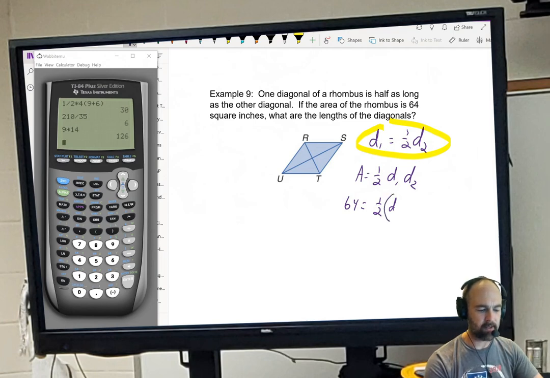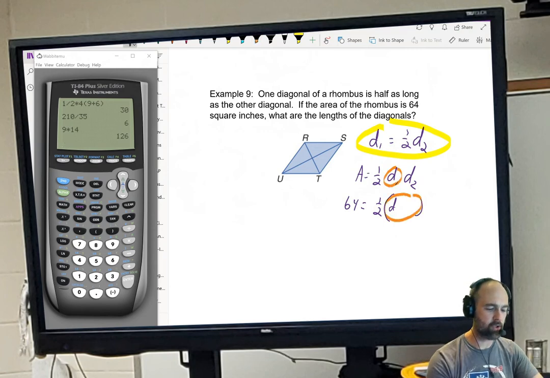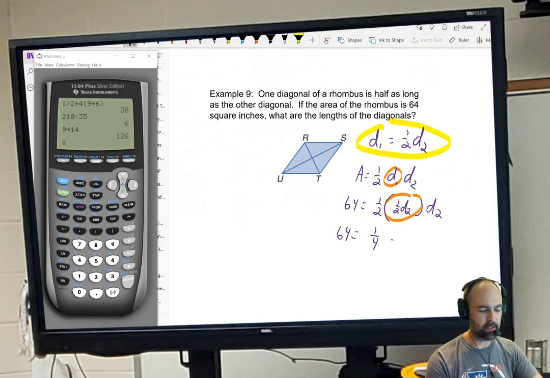So in this diagonal 1 position, I'm going to circle that with orange. In this diagonal 1 position, I'm going to write 1/2 D2 because I performed that substitution. And then times D2. Now let's combine everything together. 1/2 times 1/2 is 1/4. D2 times D2 is D2 squared.